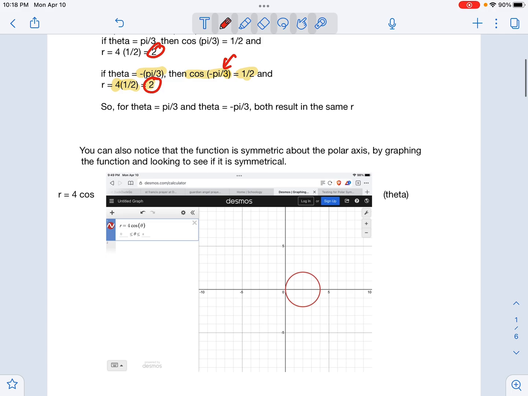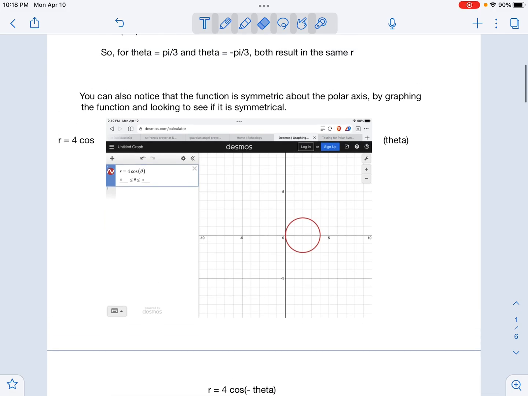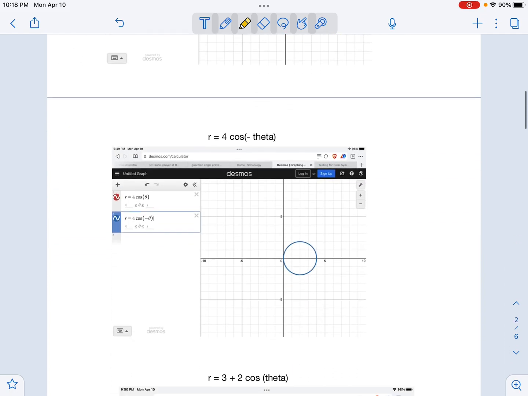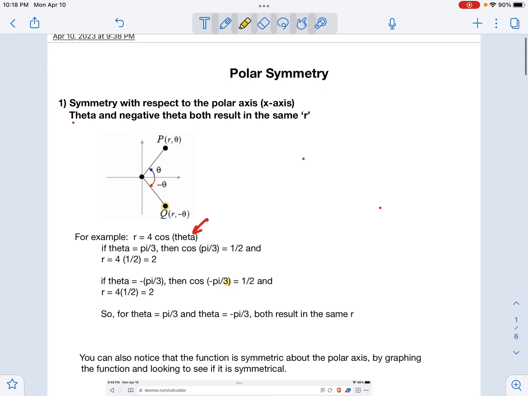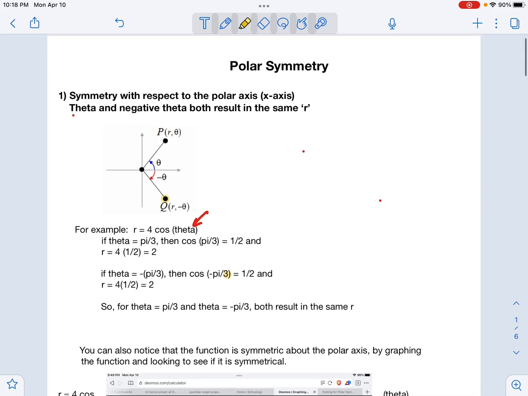You can also notice that the function is symmetric about the polar axis by graphing the function and seeing if it's symmetrical. If you graph r equals 4 cosine theta down here, this is the graph that results. If we change theta to negative theta, it's the same thing. So that concludes the first test of symmetry with respect to the polar axis.